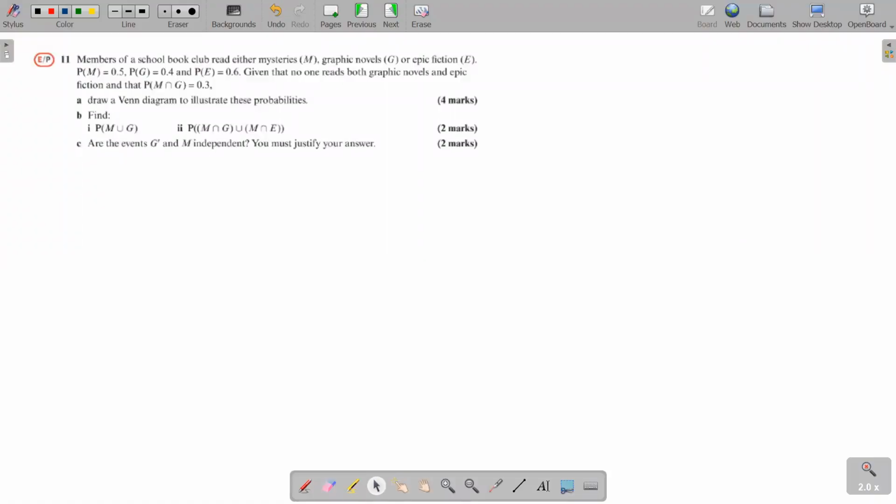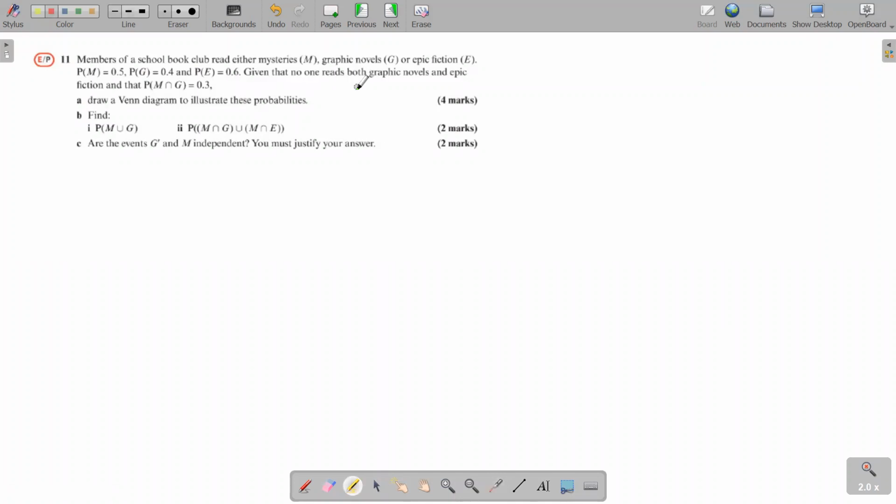All right. So I'll move on to question number 11. Members of a school book club read either mysteries, that's M, graphic novels, G, or epic fiction, E. Probability M is 0.5, probability G is 0.4, probability E is 0.6. Given that no one reads both graphic novels and epic fiction, and that probability M intersection G is 0.3, draw a Venn diagram to illustrate this probability.